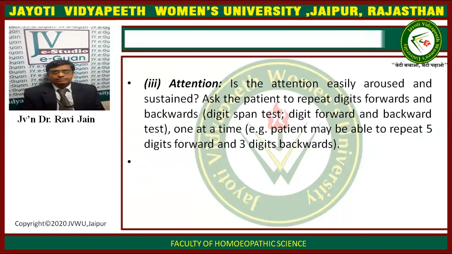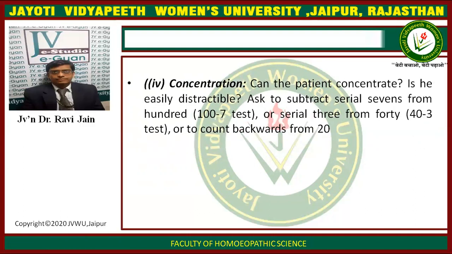The next step is to check the attention level. Is the attention easily aroused and sustained? Ask the patient to repeat digits forwards and backwards. This is the digit span test, digits forward and backward, one at a time. For example, the patient may be able to repeat 5 digits forward and 3 digits backward. So this checks the attention of the patient.